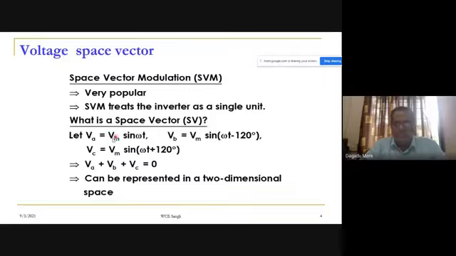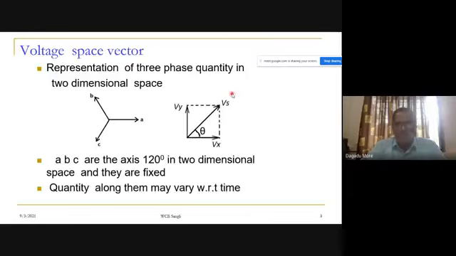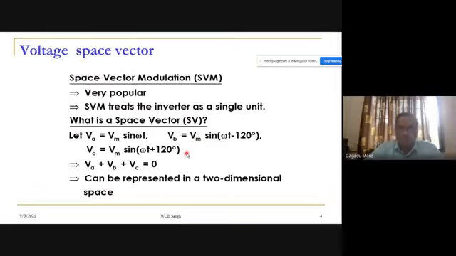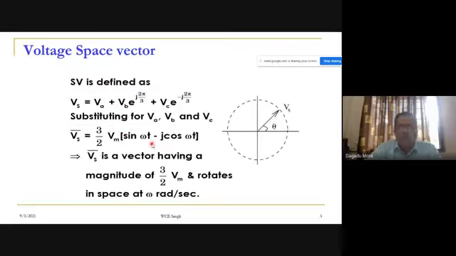When they are sinusoidal and balanced voltages, the instantaneous addition of the three phase voltages VA, VB, and VC will be zero. And these three voltages we can represent in a two-dimensional space like this, as one vector rotating in the space. It may be stationary or rotating, depending on the voltages.